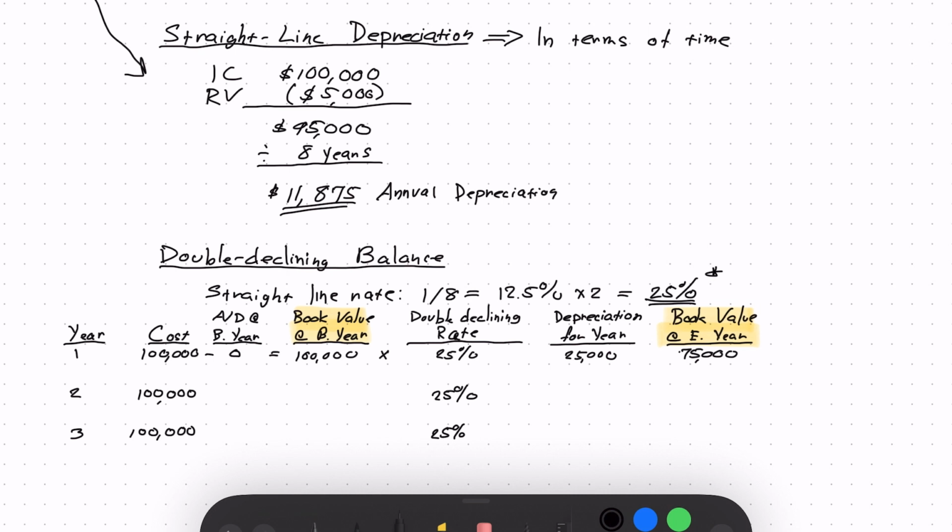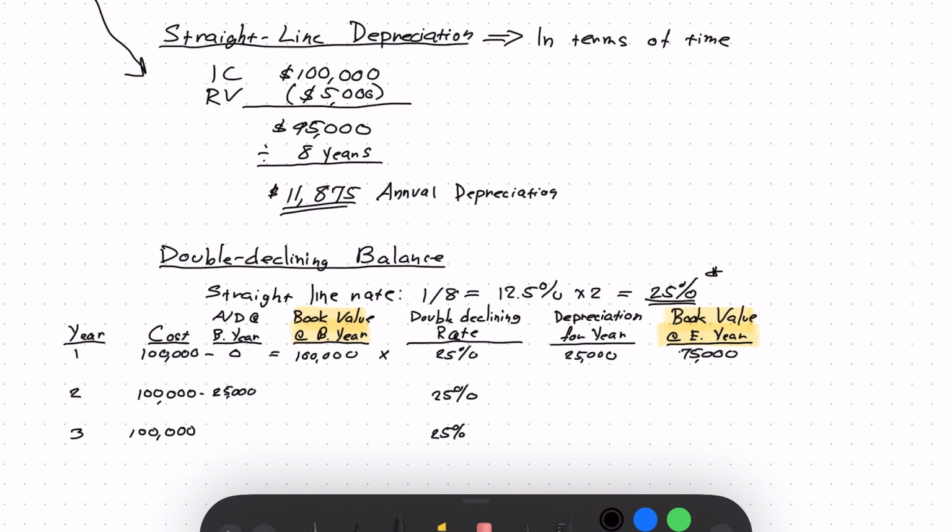All right, let's keep working on it. We'll see how that book value came about in the next step. So we're going to go ahead. That depreciation that we recognized the previous year gets added to our accumulated depreciation at the beginning of the year. So we've got $25,000 here.